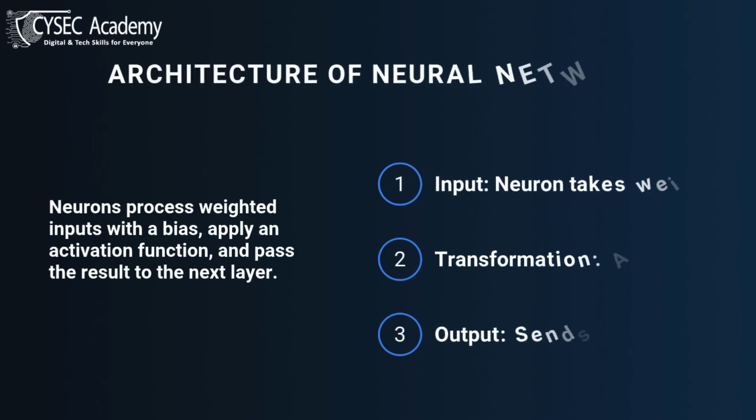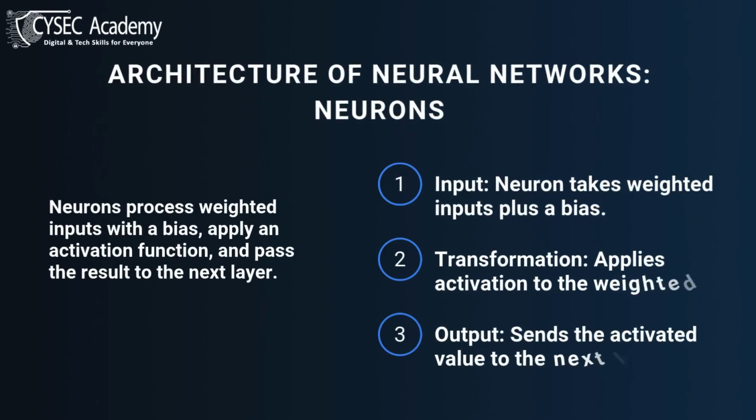Architecture of neural networks, neurons. Neurons are units in a neural network that take weighted inputs, apply a transformation with a bias, pass it through an activation function, and output the result to the next layer. 1. Input: the neuron takes weighted inputs plus a bias. 2. Transformation: applies activation to the weighted sum. 3. Output: sends the activated value to the next layer.